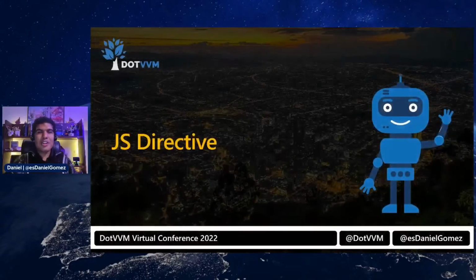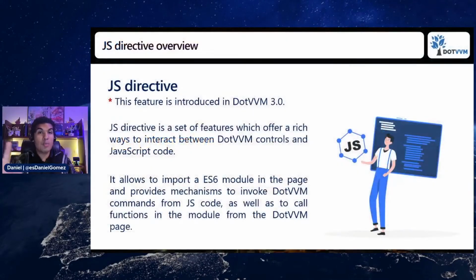Okay, let's talk about JS directive. JS directive was introduced in .vvm 3.0. It is a set of features which offers many ways to have communication between .vvm and JavaScript, and also from JavaScript to .vvm. We can see this is an amazing feature because we can call literally anything in JavaScript and use it in .vvm.